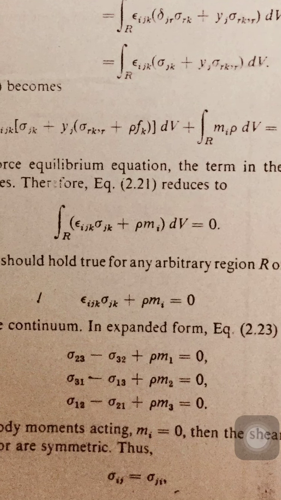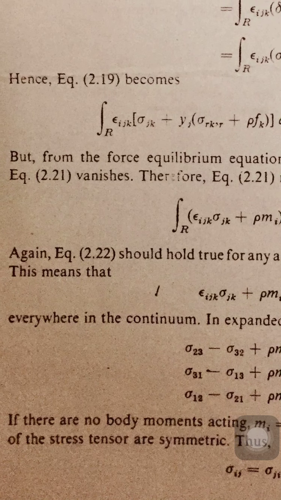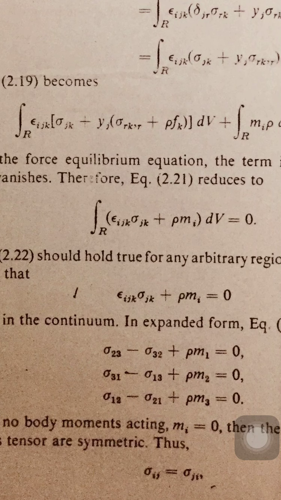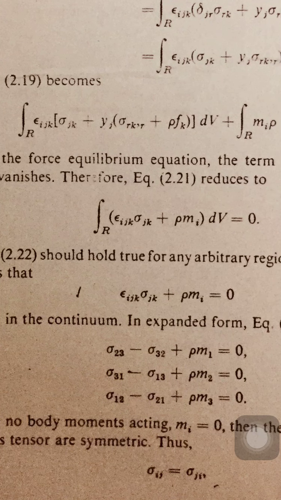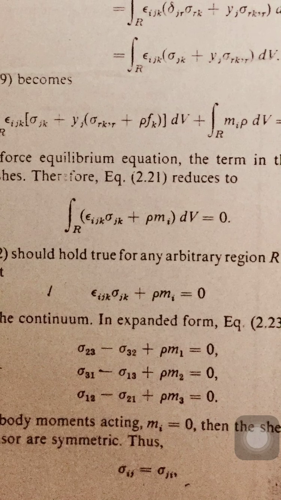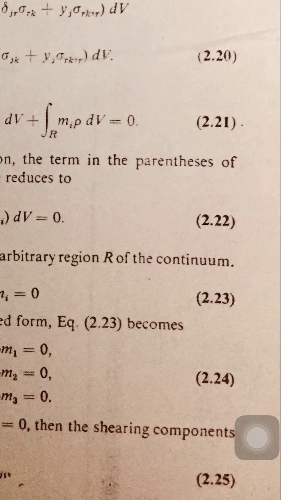Middle term becomes 0, so we get the region integral of epsilon ijk sigma jk plus rho mi dv equal to 0. Okay, so again the region is arbitrary, so the integrand must be 0. So epsilon ijk sigma jk plus rho mi should be 0. This is 0 everywhere in the continuum, but in expanded form, by putting ijk as 1 2 3, we get three equations for different values of ijk, and these equations are called 2.24.